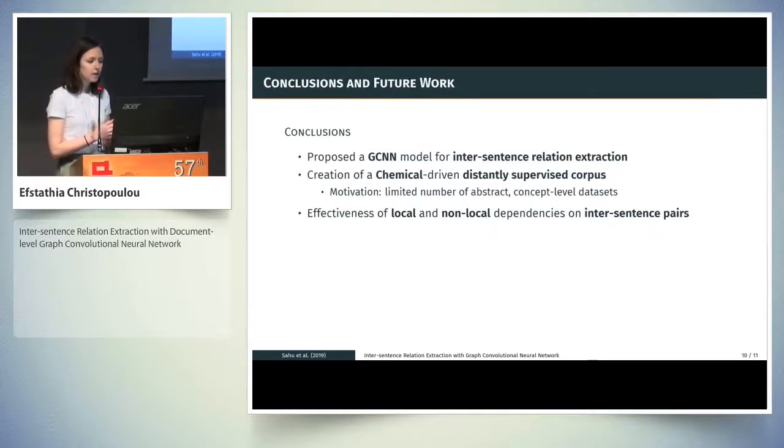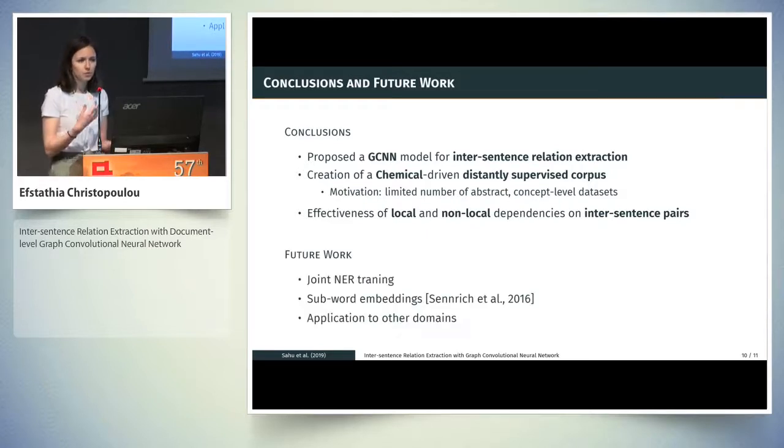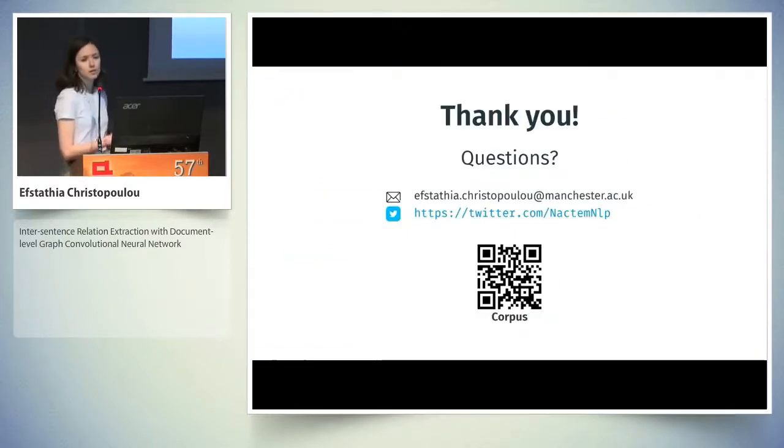So just to summarize, we proposed a graph convolutional net for inter-sentence relation extraction and built a chemical-based corpus using distant supervision and tried to see the effectiveness of local and non-local dependencies for inter-sentence relations. So as future work, we aim to incorporate more enhancements in the model, like joint linear training or subword embeddings, as well as apply the model to different domains. And you can find the corpus here. So thank you.